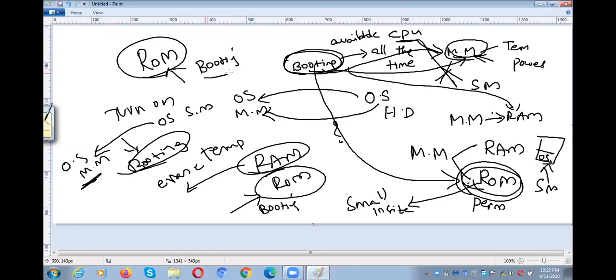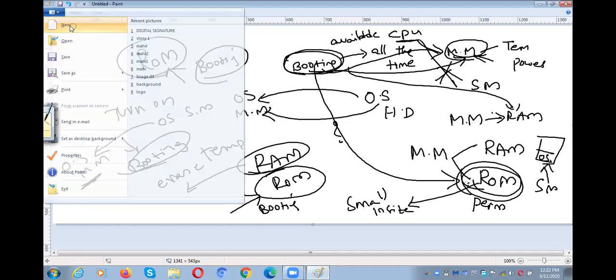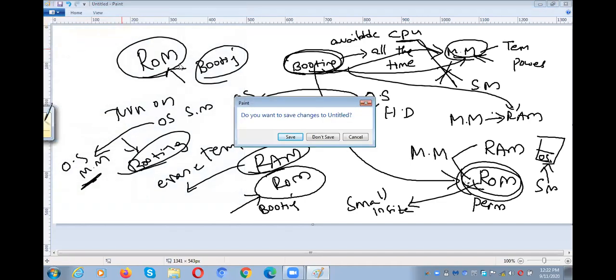So that is why we call it read only memory. Is it clear for you all? Yes, ma'am. So whether or not you get marks in operating systems, all these things you need to know as a computer science student.